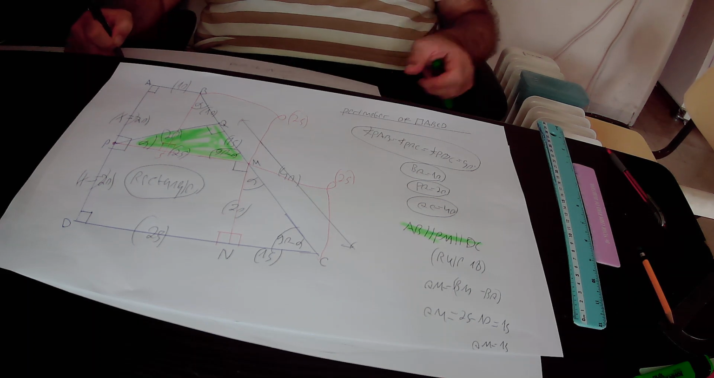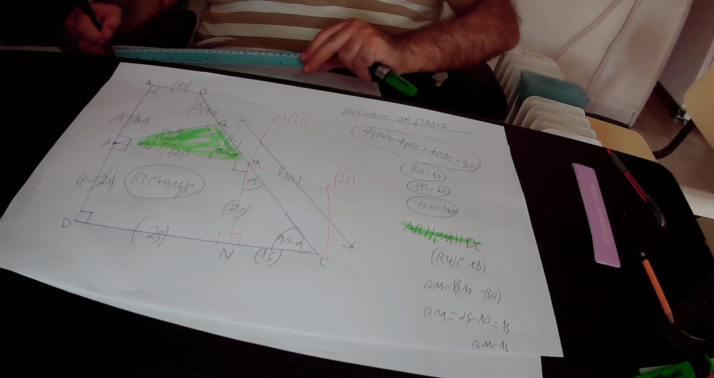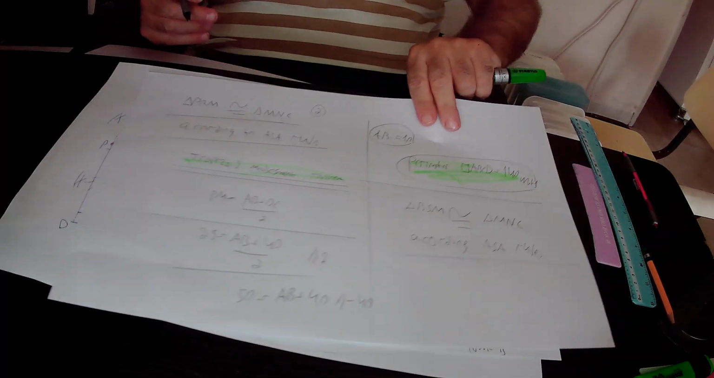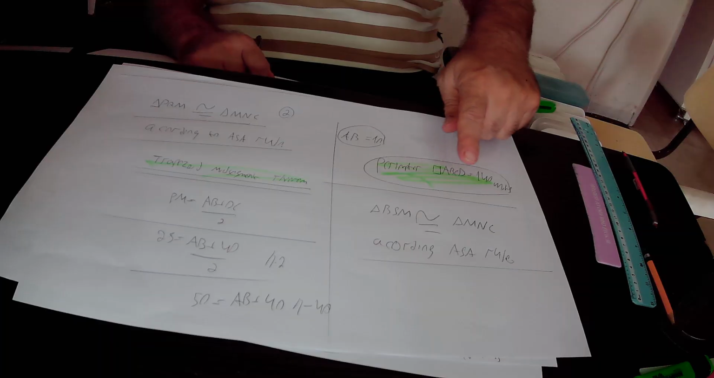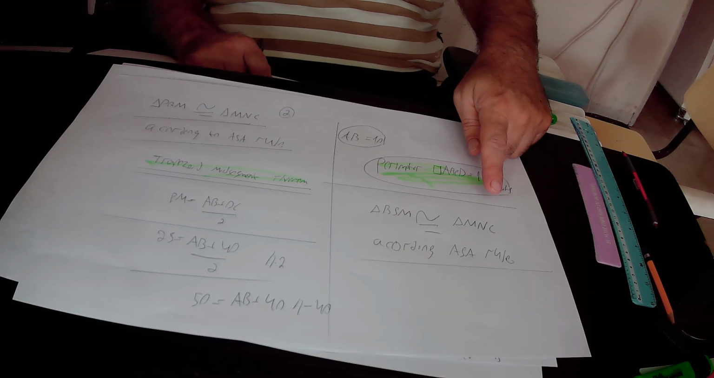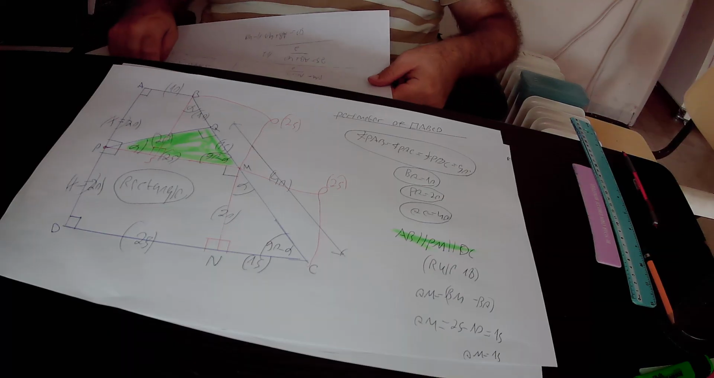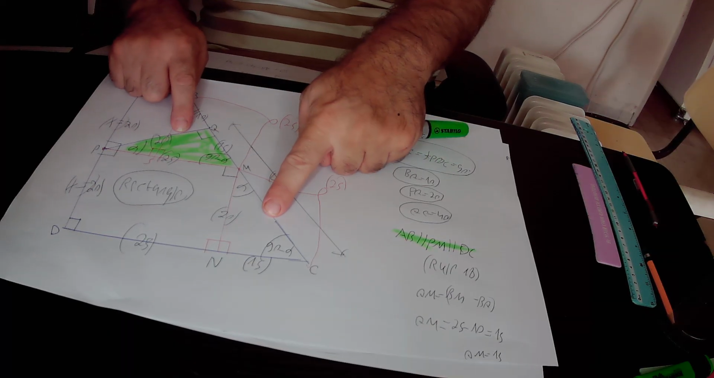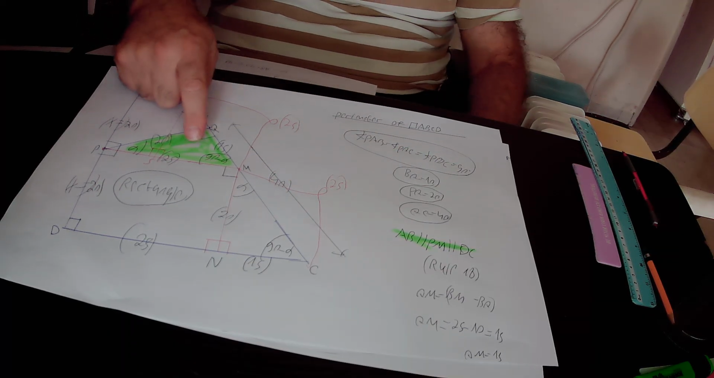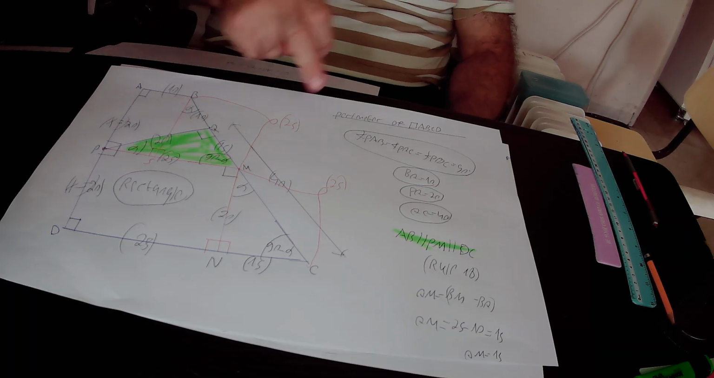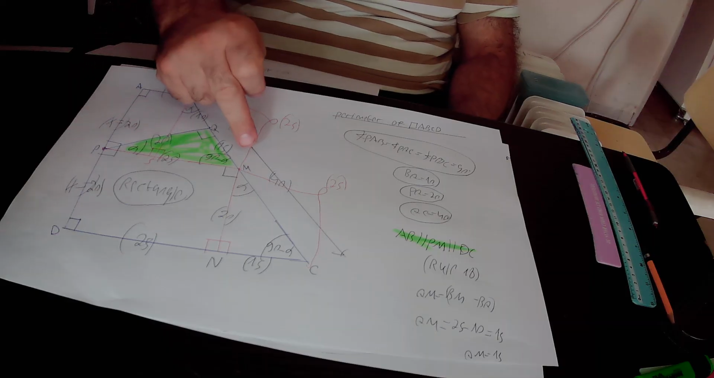And again, I found out that the upper right triangle BSM can go into the lower right triangle MNC according to the angle-side-angle rule. And from the fact that those two right triangles can go into each other, we derive that SM is equal to NC.